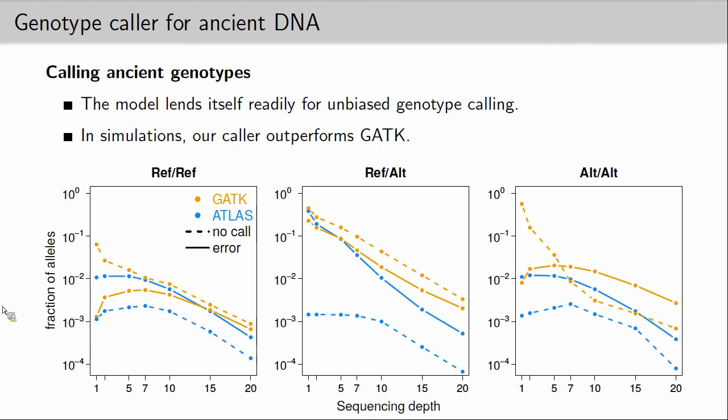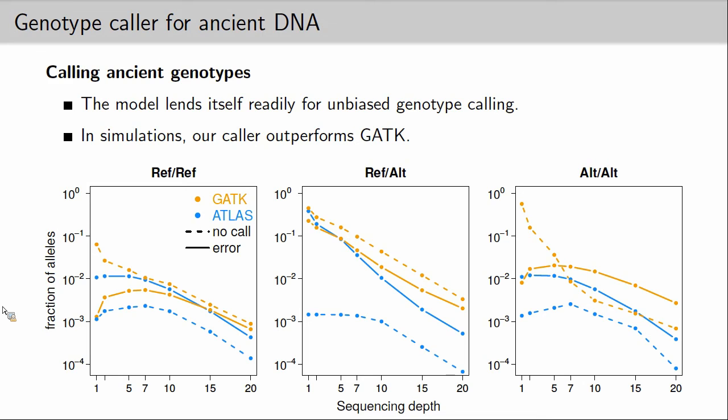We see, interestingly, our caller does not seem to have a reference bias. If you compare our line here for reference-reference homozygous calls or alternative-alternative, we see exactly the same pattern, while GATK clearly has a reference bias. So you're making many fewer mistakes if the true genotype is reference-reference than if it is alternative-alternative. The only way GATK is beating us on reference-reference is by calling too many things reference-reference. You also see this in the number of sites where no call is made by the tool. GATK has a large number of sites at which it just does not produce a call. We are willing to call a lot of sites, even if that may lead to a slightly higher error rate in the reference-reference case, but our error rate is lower in the other cases, even for low coverage.